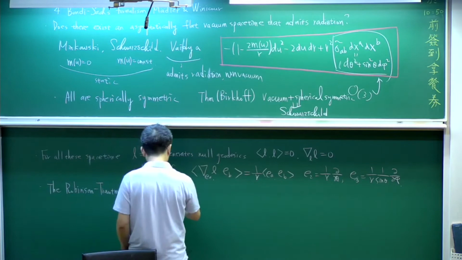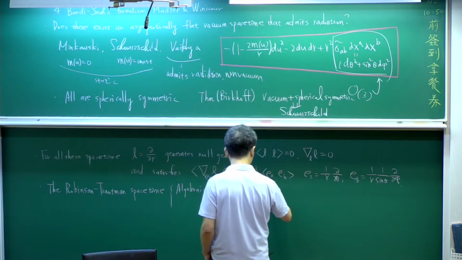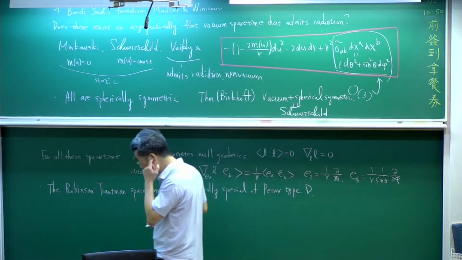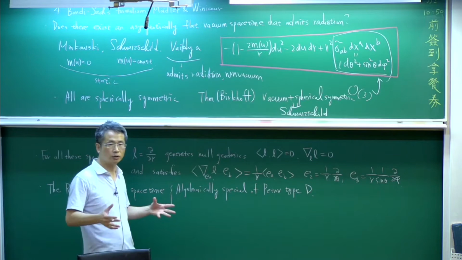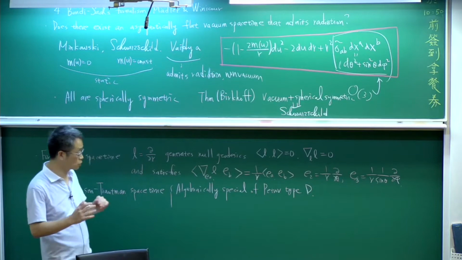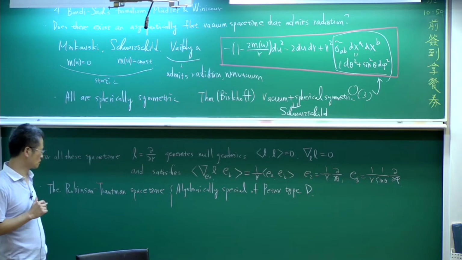One of them is so-called algebraically special, of Petrov type D, but I don't really want to go into this kind of classification. This actually involves the Weyl curvature. Yesterday I talked about how, if you have a vacuum space-time, all the information of curvature is contained in the Weyl curvature. So you can use the Weyl curvature to construct a matrix, and then you look at the eigenvalues and eigenvectors of this matrix, and that can be used to characterize Robinson-Trautman space-time.